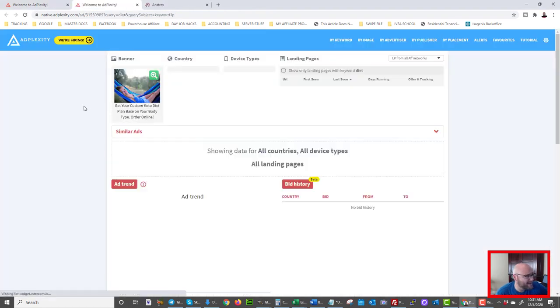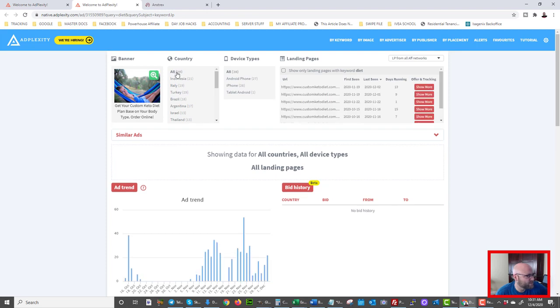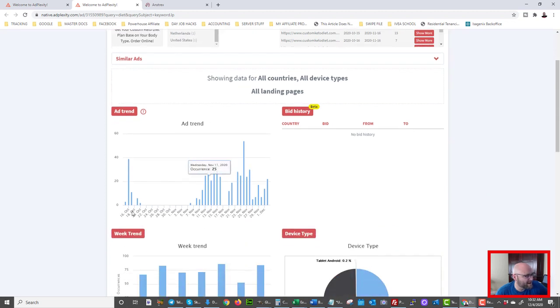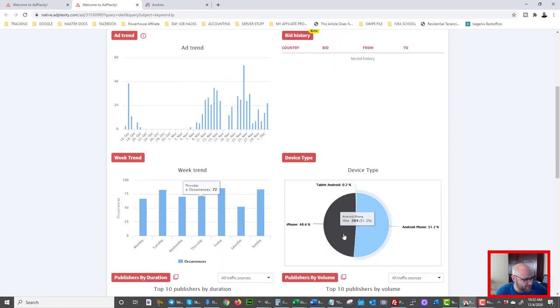So on Adplexity, if I come in here, I can start looking at all of the data. It's going to take a second to load up, and you can see that this affiliate, assuming it's an affiliate, is running in all of these countries. So you can easily see all of the countries they're running. You can scroll down, you have all of the data on one page. So it makes it much easier to filter through.